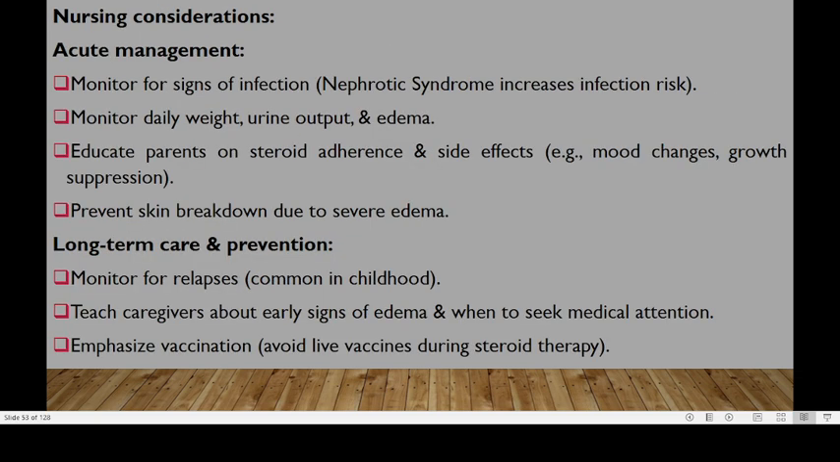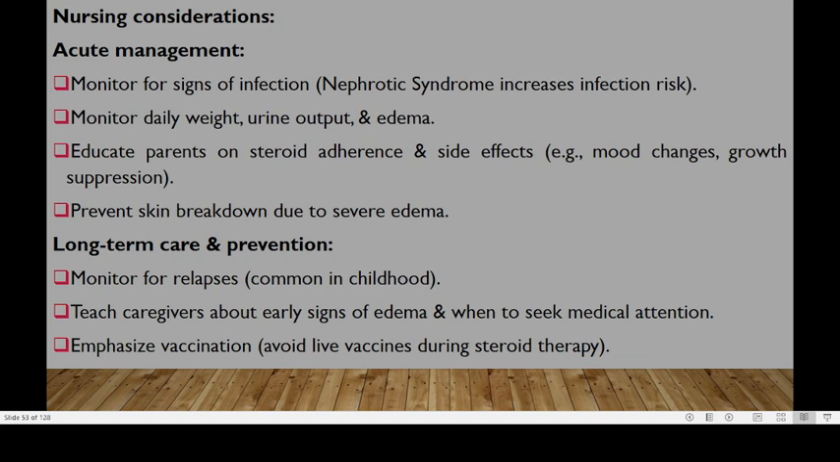In terms of nursing consideration, we have what we call acute management and long-term care and prevention. Starting with the acute one, you have to monitor for signs of infection. As you know, nephrotic syndrome normally increases risk for infection. Monitor daily weight, urine output, and edema, and educate the parents, the caregivers, on steroid adherence and side effects like mood changes and growth suppression. Also prevent skin breakdown due to severe edema.